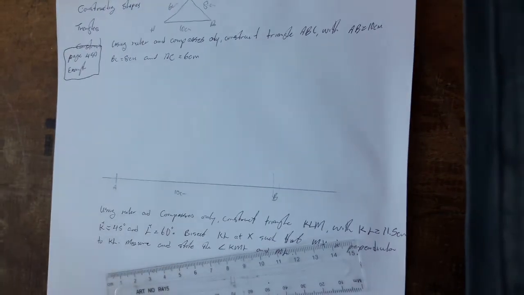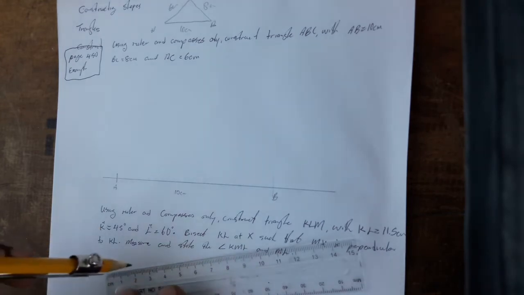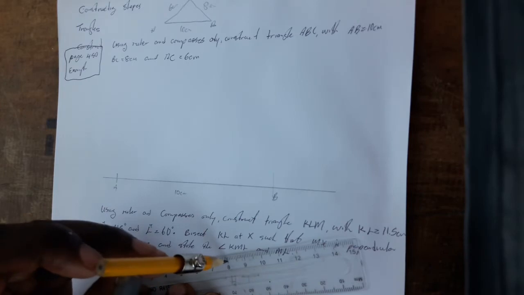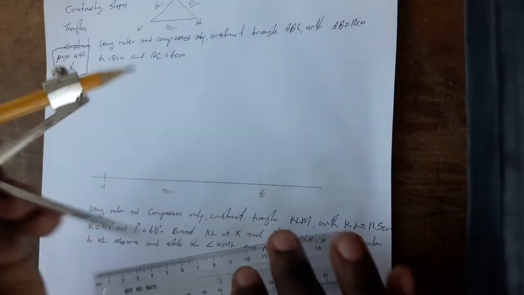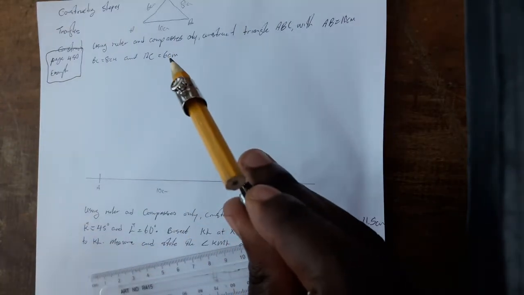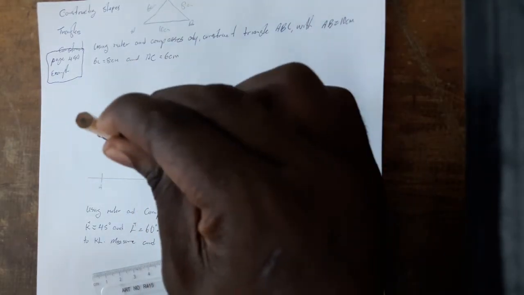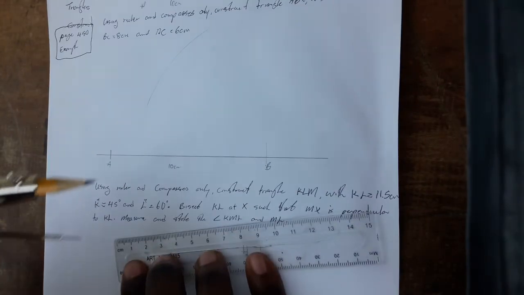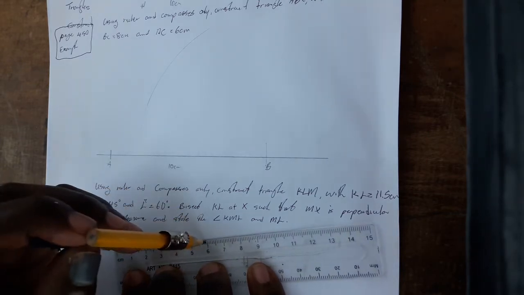Now, the next side we want to construct is BC, and that is simple. BC is 8 centimeters. So we measure 8 centimeters, go to B, put the compass point there, and make a big arc out there. And you'll see why we did that. Then we want to construct AC, which is 6 centimeters. So again, we measure 6 centimeters, and that's 6 centimeters there.